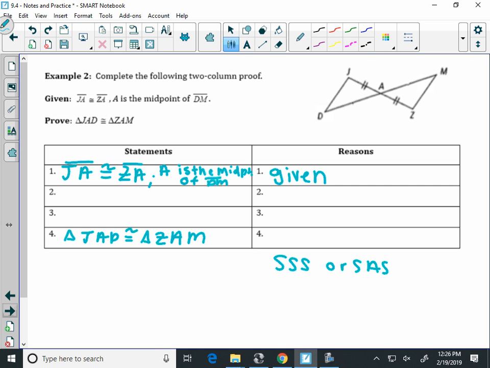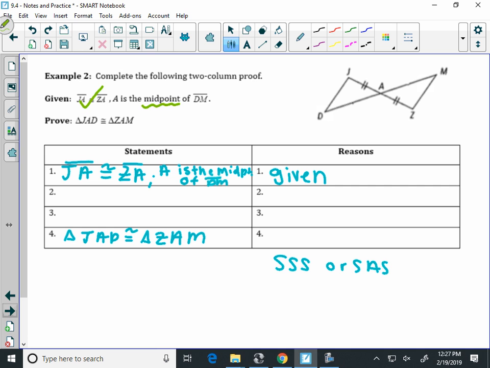Okay? What you're going to do next is look at all your given information. They told me that JA is congruent to ZA. If it's not already marked for you, you need to mark it. They were really nice and marked it for us. So we took care of that. Check. If it's not marked, you have to mark it in your diagram. You have to, or else you're not going to know which shortcut you use. You have to mark your diagram. Okay? So they go to your other bit of information. We were told that A is the midpoint of DM.